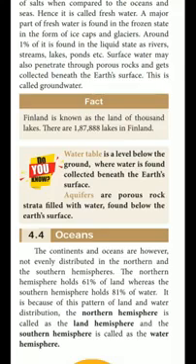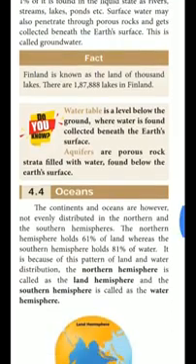So, there is one important question also. Give reason why the northern hemisphere and the southern hemisphere are called land and water hemisphere respectively. The answer is: the northern hemisphere holds 61% of land, whereas the southern hemisphere holds 81% of water. So, north hemisphere is land and south is water. It is because of this pattern of land and water that the northern hemisphere is called the land hemisphere and the southern hemisphere is called the water hemisphere.